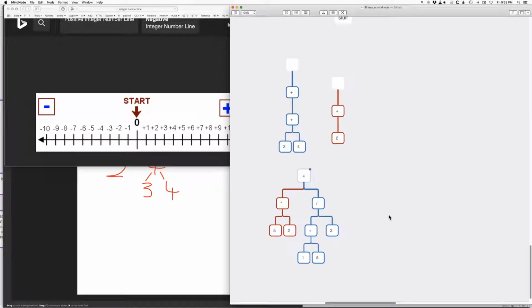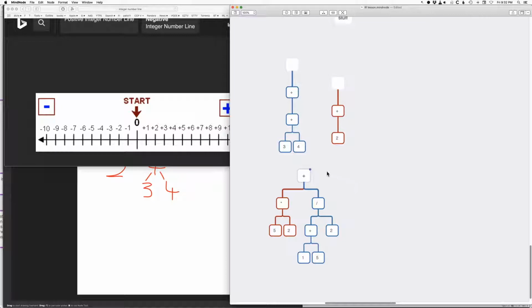Okay, so we could start at either branch, I think. What we start at is the root. So what are we doing? We're doing some kind of addition. So we want to add the two different branches. What's the left branch? Starting on the left, it is multiplication.